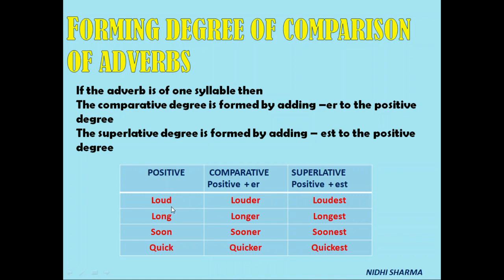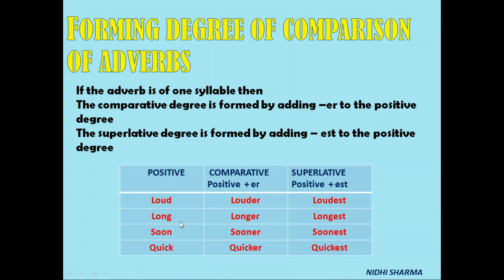Loud is the positive degree, and if we want to change this to the comparative degree, we will add er to form the comparative degree. So, it becomes louder. Now, to form the superlative degree, we have to add est to the positive degree, loud. So, we get the superlative degree, loudest.